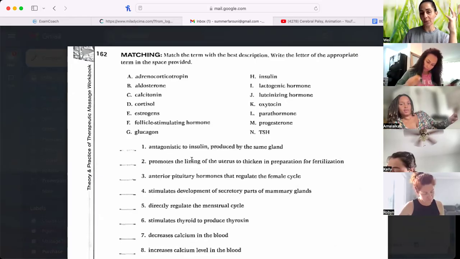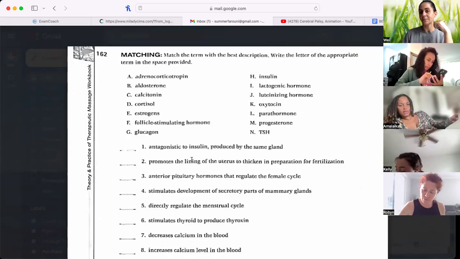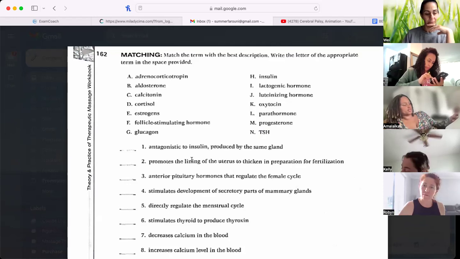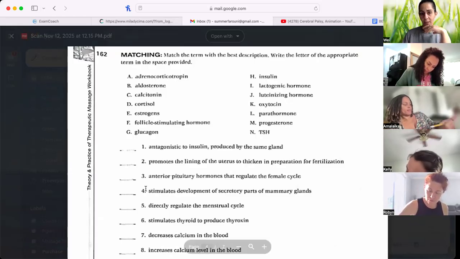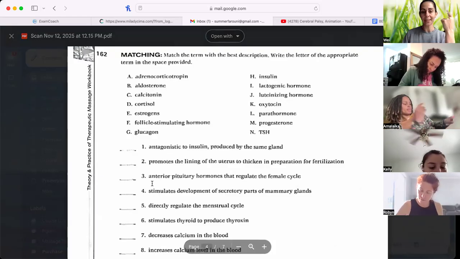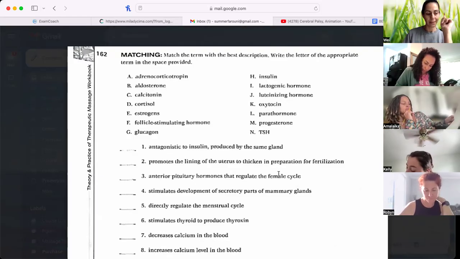So it has to be with the sexual organ hormones, right? Which one did you say? Progesterone. Progesterone, correct, yes. Someone said it, and it's in the book. It's there. Yeah, that's the one. Correct. Okay, number 3, the anterior pituitary hormone that regulates the female cycle.